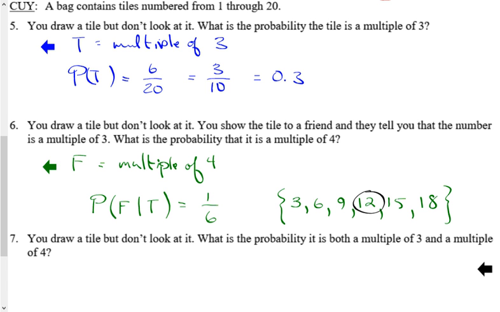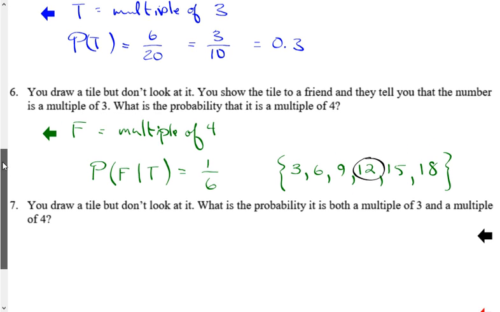Question number 5. If you listed them out, you have 3, 6, 9, 12, 15, 18. So there's 6 numbers between 1 and 20 that are multiples of 3. Okay, so 6 out of the 20, there we go.